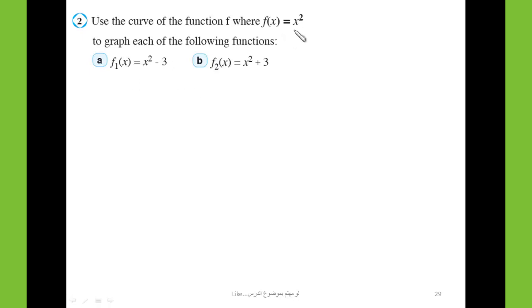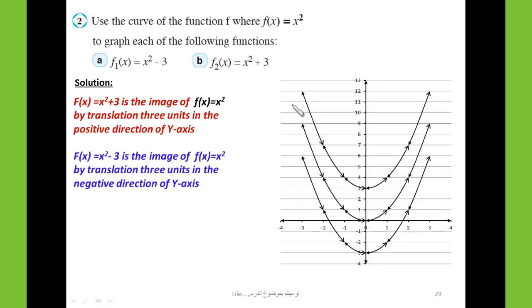f1 of x is the image of x squared by translation 3 units in the negative direction of the y-axis. Also, f2 of x equals x squared plus 3 is the image of f of x equals x squared by translation 3 units in the positive direction of the y-axis. Here is negative 3 and here is plus 3, and we draw it.